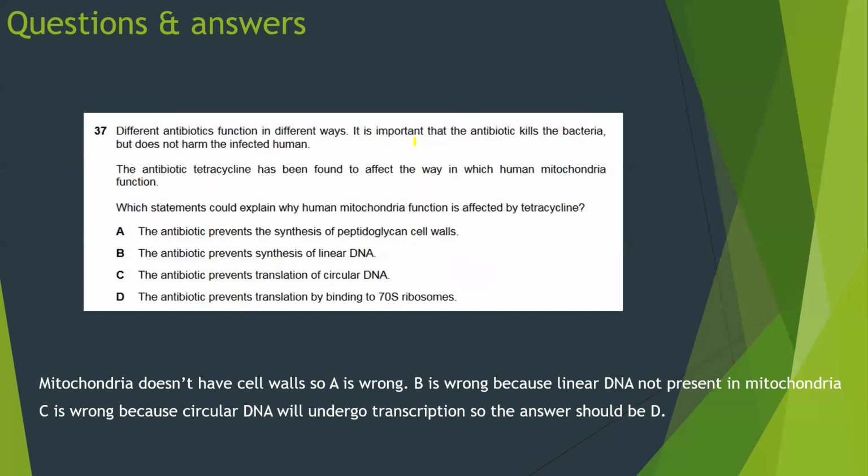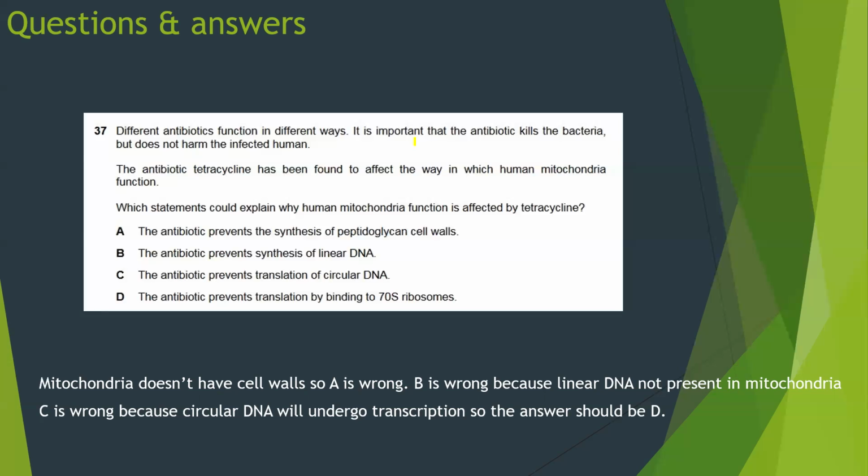Different antibiotics function in different ways. It is important that the antibiotic kills the bacteria but does not harm the infected human. The antibiotic tetracycline has been found to affect the way in which human mitochondria function. Which statements could explain why human mitochondria function is affected by tetracycline? The options are: the antibiotic prevents synthesis of peptidoglycan cell walls, prevents synthesis of linear DNA, prevents translation of circular DNA, prevents translation by binding to 70S ribosome.